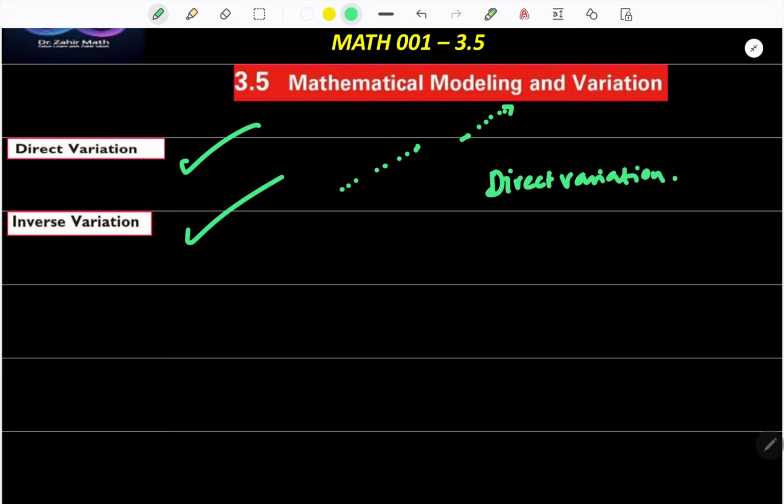So let's talk about inverse variation. Suppose you're going to buy a pizza, for example. The more friends you have to share a pizza with, the smaller your slice. For example, you get a small slice. That is called inverse variation. The more friends you have to share a pizza with, the smaller your slice gets, very, very small. So it's an inverse variation.